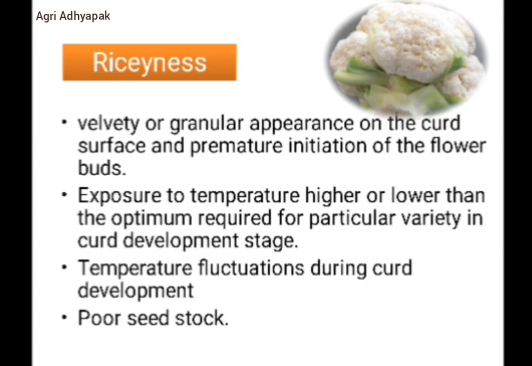And next, riciness. In the picture itself we can see it is a little bit difficult to identify. It is generally a velvety or granular appearance, which means lightly separated but not altogether separated. In buttoning, we can clearly say that it is totally separated, but here the texture will be different from the healthy curds. So a velvety or granular appearance on the curd surface and premature initiation of flower buds are the major signs, and exposure to high or low temperatures and uneven temperature fluctuations during curd development will cause riciness, and poor seed stock maintenance also causes riciness.